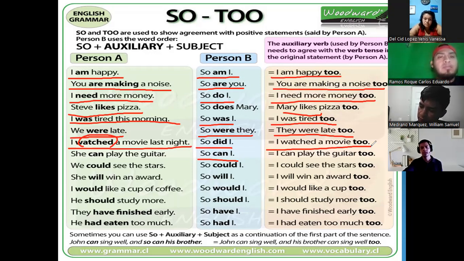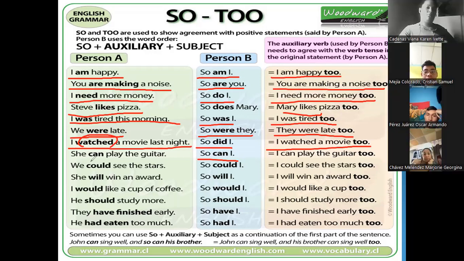Okay, very good. All right, excellent. What about the next one? Let me see. Christian, help me with the next one, please. Okay, we could see the stars. Okay, all right, very good. It was not this one, guys. So we could see the stars, so could I, and I could see the stars too, right, Christian?